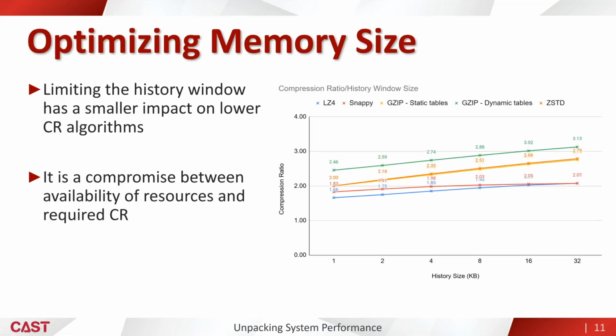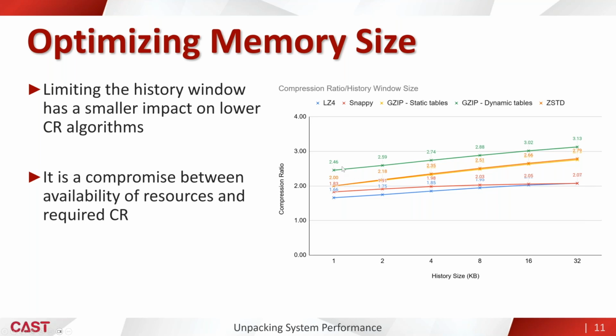So here's what we did to understand the impact of limiting the history window size on our IP cores. We have here a study of all these algorithms, GZIP with the 2 different flavors, reducing the history window from 32 kilobytes to 1 kilobyte. You can see here that the impact of reducing the history window is smaller on the lower compression ratio algorithms such as ASIC and Snappy, and it is higher on the higher compression ratio algorithms such as GZIP with dynamic Huffman tables, Zstd, GZIP with static Huffman tables.